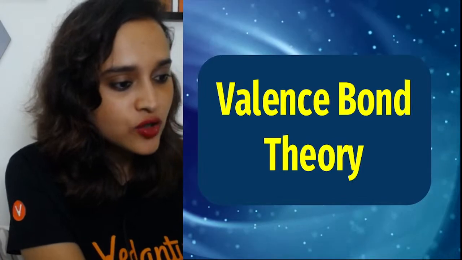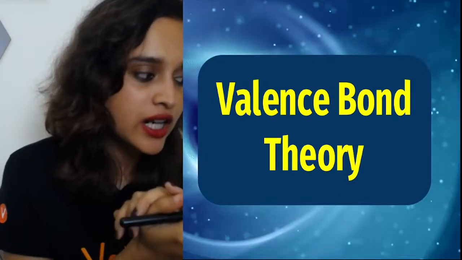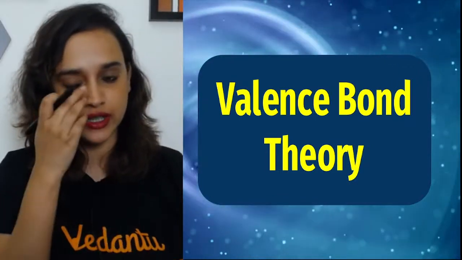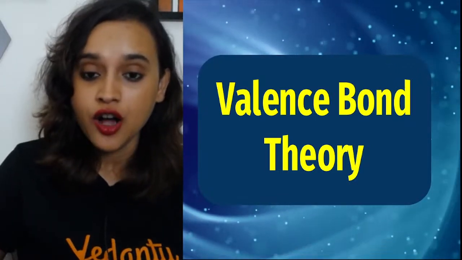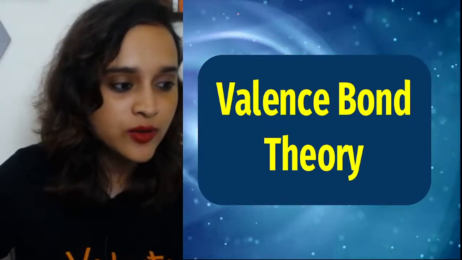Bidentate ligands have two donor atoms which allow them to bind to the central atom or ion at two points. Absolutely right. Okay. For valence bond theory, there is something that we will have to understand.